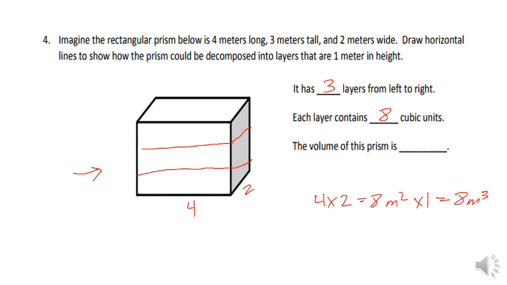Okay? So now the volume. The volume we know is 4 times 2 times 3 levels. So it'll be 8 times 3, so it'd be 24. So it'll be 24 meters cubed.